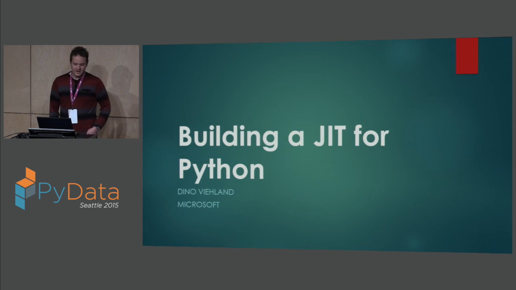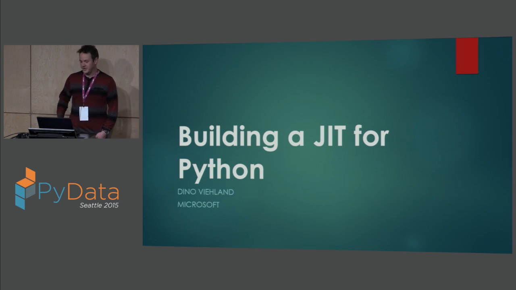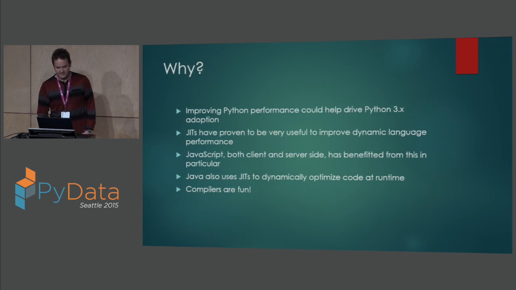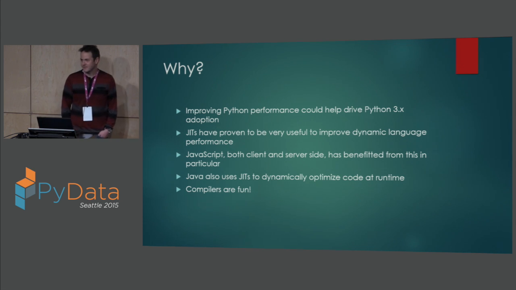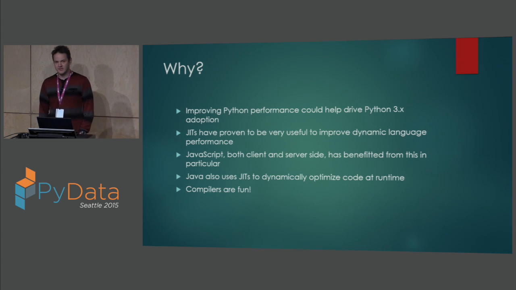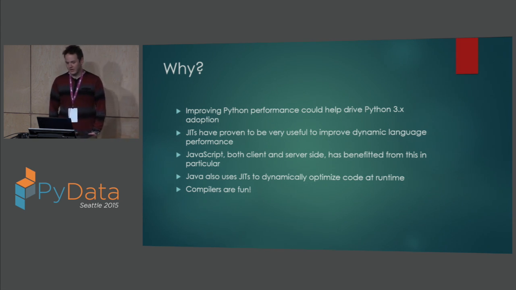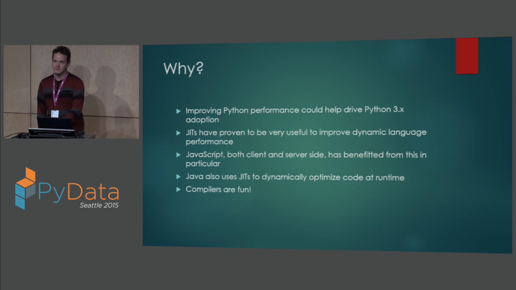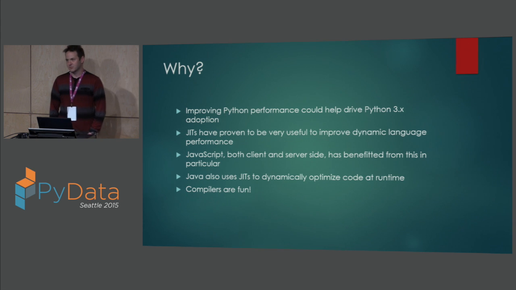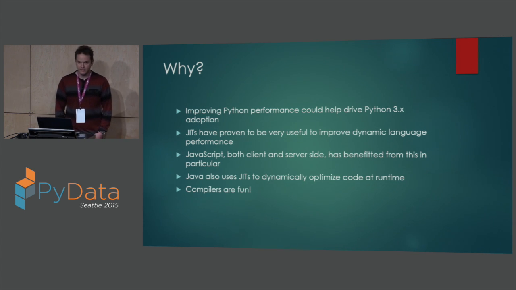Today I'm going to talk about building a JIT for Python, and this is a JIT for CPython, actually. I think the reason for this might be kind of obvious to a lot of people, but it's really to improve performance of CPython. What inspired me to do this was a talk at PyCon this year at the Language Summit where Larry Hastings was asking what can we do to improve adoption of Python 3. I think one way to do that is to improve performance, and an obvious way to improve performance is to add a JIT to Python.